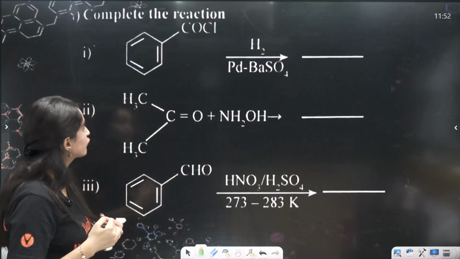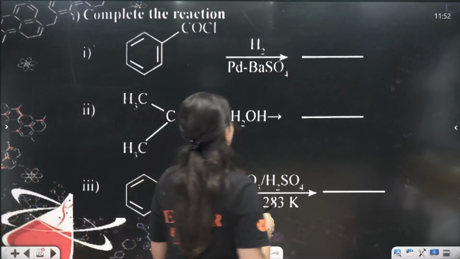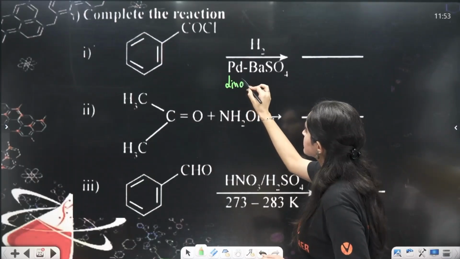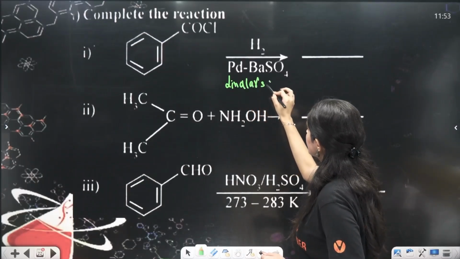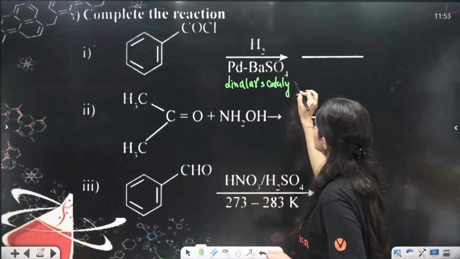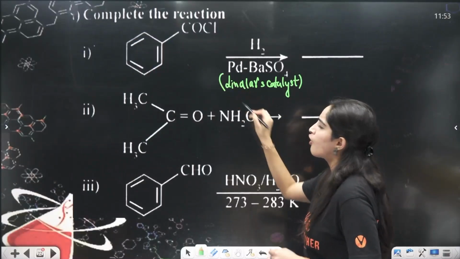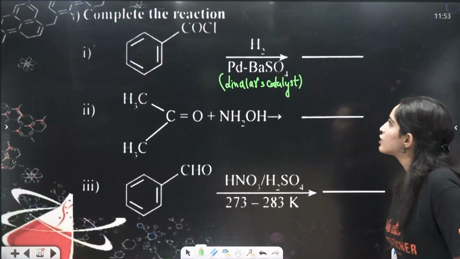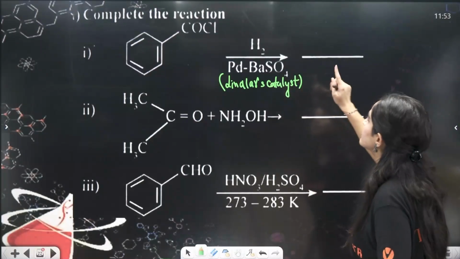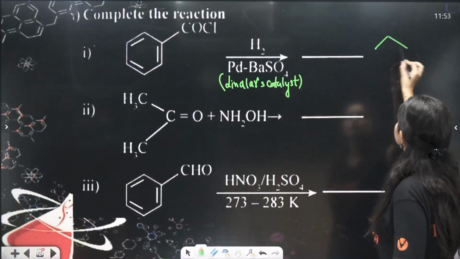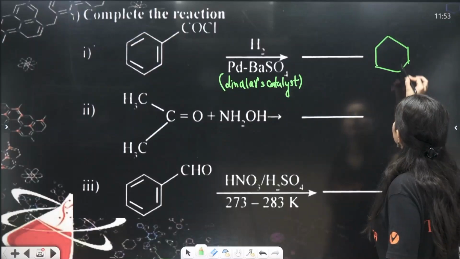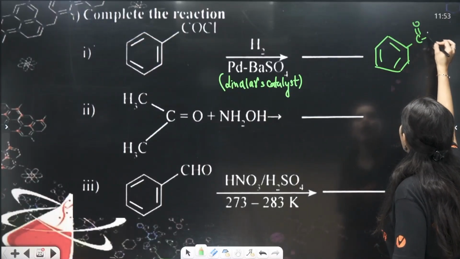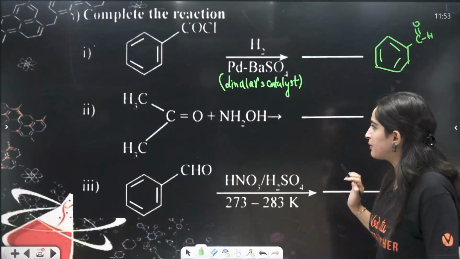Next question is, now they have given you this particular reaction, and you have to answer all of them. So first is H2/Pd-BaSO4. Basically this is Lindlar's catalyst, right? This is also used for conversion of alkyne to alkene. So Lindlar's catalyst will convert this COCl to CHO, because this Cl will be converted to hydrogen. So this will be C double bond O, and benzaldehyde will be formed.